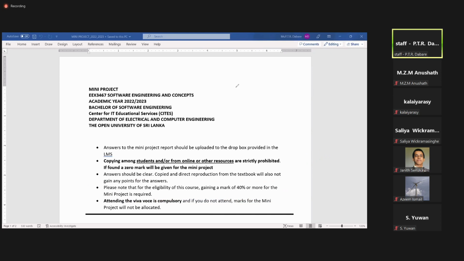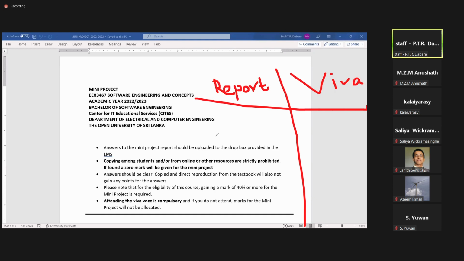Now, by now you may understand that for the mini project, there are two things. The first thing is the report, and the second thing is the Viva walk. The report you should submit by 31st March. I will tell you what you should include in the report. You should submit the report and you should sit for the Viva. For both of these, you should get the required marks of 40 or greater, then only you will pass.